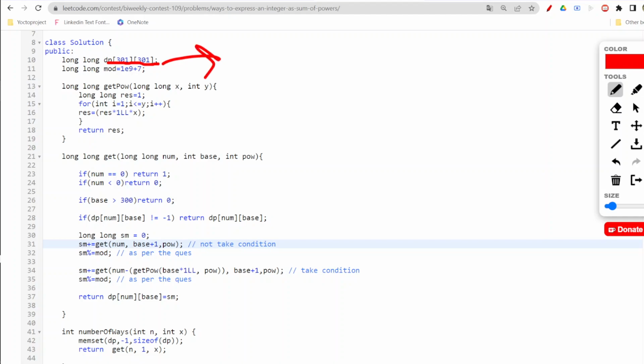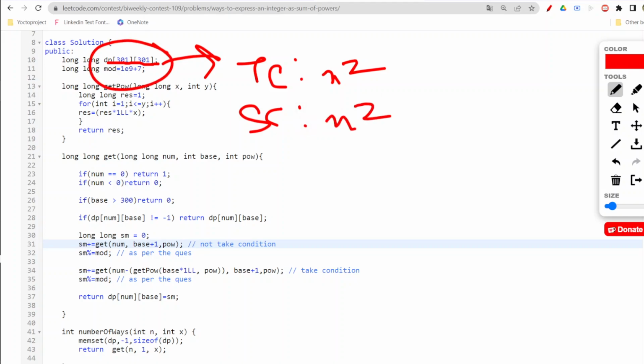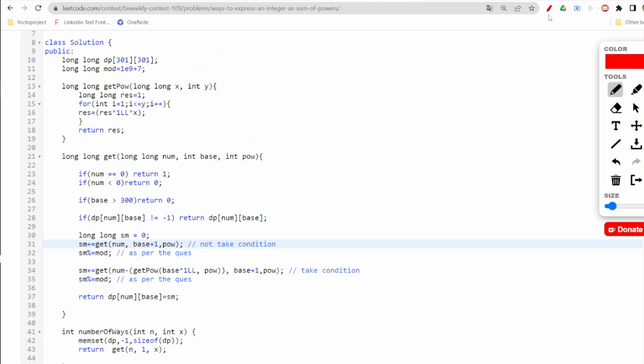So that's why now the time complexity is simply n square and the space complexity is also n square, because now we are storing these particular values and discarding all others. Discarding all others in that sense that if they have already occurred, then we will be using them. So that's fine. So yeah, this was all for this particular question.